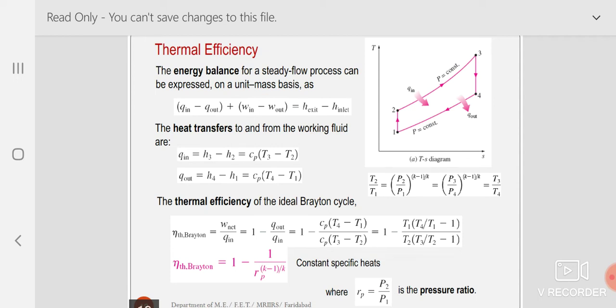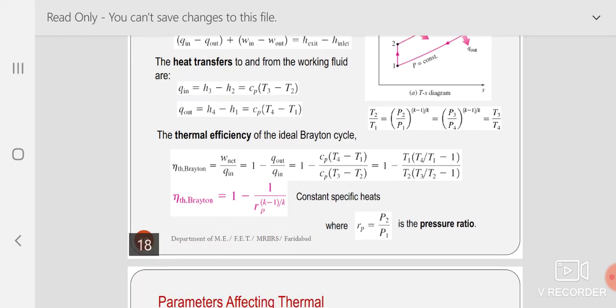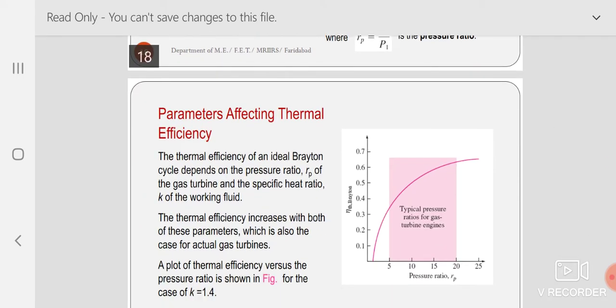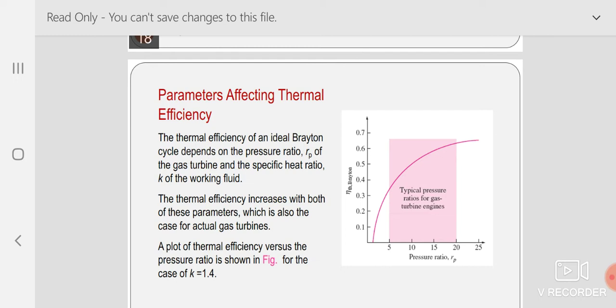I'll show you in the next slide how it is going to happen, so that you can follow this slide nicely. This is parameters affecting thermal efficiency. You can see along the x-axis of the curve there is the pressure ratio Rp. Along the y-axis of the curve there is thermal efficiency. Now, as pressure ratio increases, the thermal efficiency also increases. You can see that from this diagram. If pressure ratio increases, the thermal efficiency also increases.